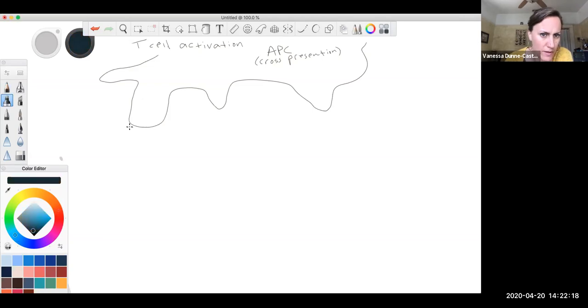So let's draw our, I think we're doing it in green. So this is the MHC class 2 receptor. It's going to present a foreign antigen.